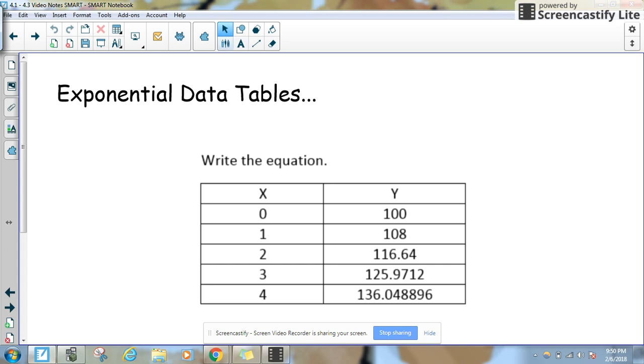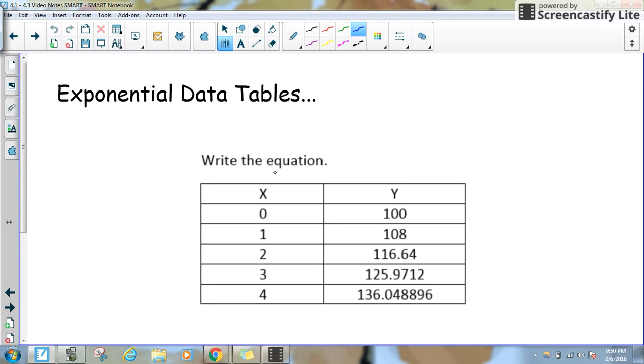Hey, Algebra 1, Mr. Schachter back at you with exponential data tables. Let's take a closer look at creating the equation of an exponential from a data table.